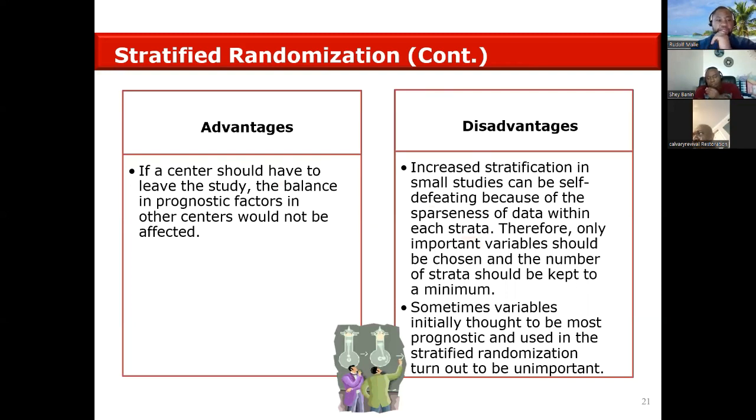The advantage of using this, of course, is that if a center should have to leave the study, the balance of the prognosis study will not affect the other studies. Sites do leave studies all the time, where the investigator or the sponsor may fire the site for misconduct, or the site may not be enrolling subjects, so they may choose to close the site.